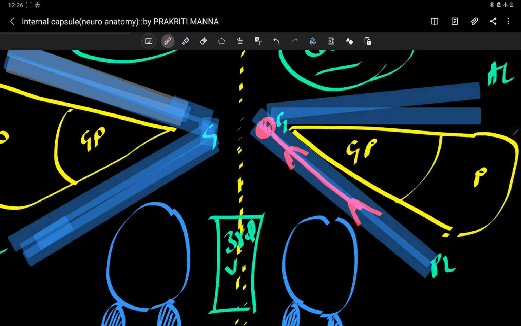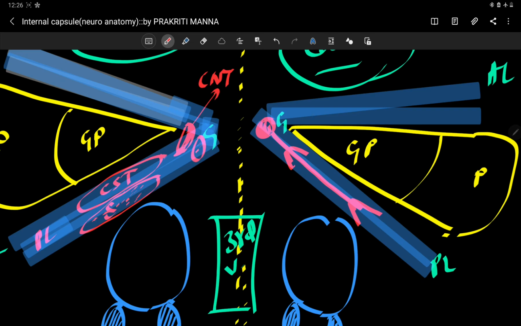All right, so this area is generally for the corticonuclear tract, and you can see this area is generally for your corticospinal tract. The genu is where the corticonuclear tract passes through. The corticospinal tract passes through the posterior limb of the internal capsule. Which side? Towards the lateral side. And what is passing through the medial side? These are the sensory fibers, they're dotted, okay.